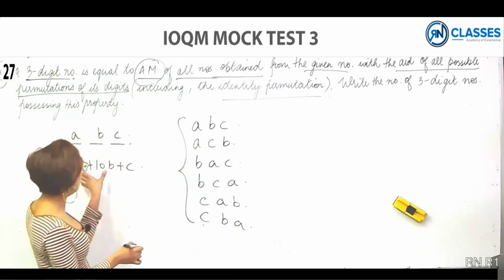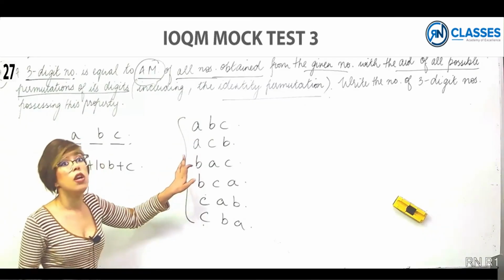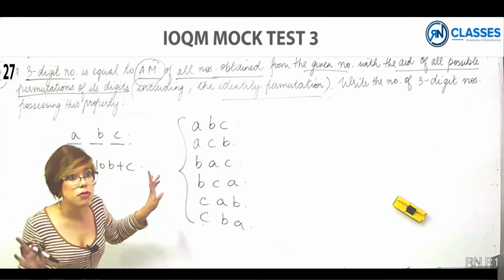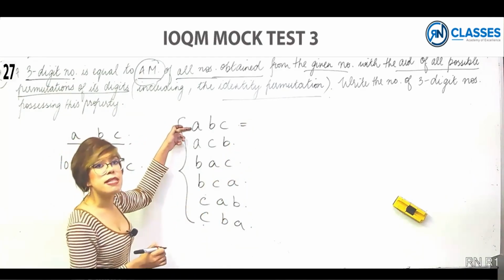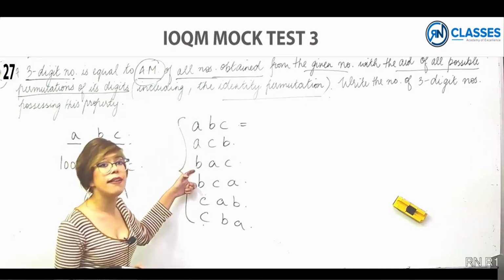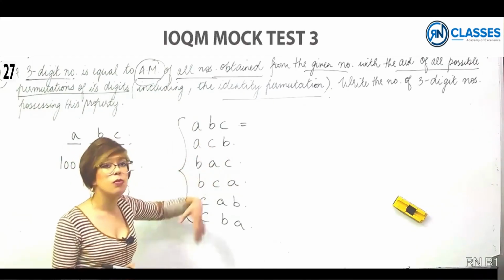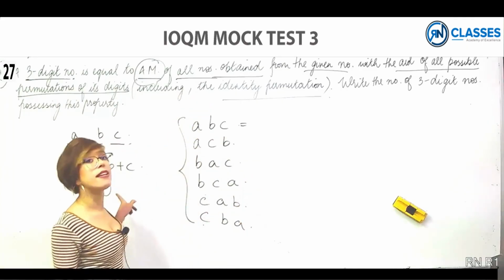Now he says the number is equal to the arithmetic mean of these. That means this plus this plus this plus... Now, don't add them like this; be careful and use the expanded form. Second, 100A plus 10B plus C. Then 100A plus 10C plus B. Then 100B plus 10A plus C. You know what the expanded forms are. So I need to add all these numbers and divide by 6.